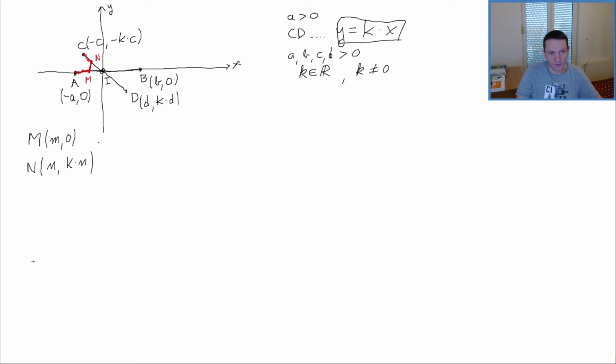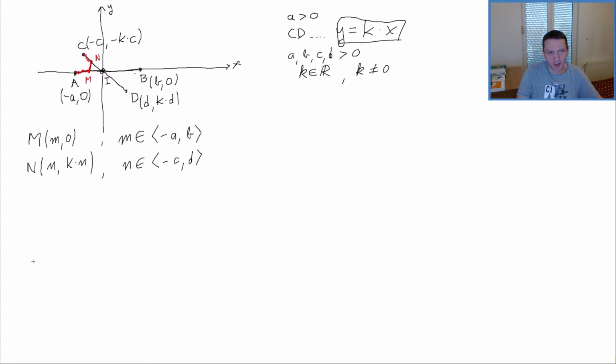So what we know about those coordinates, that M is actually between minus A and B, because M is on line segment in between A and B, and because N is between C and D, also we know that N is between minus C and D.